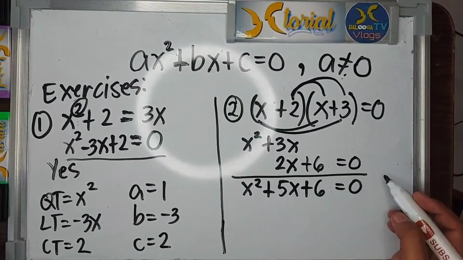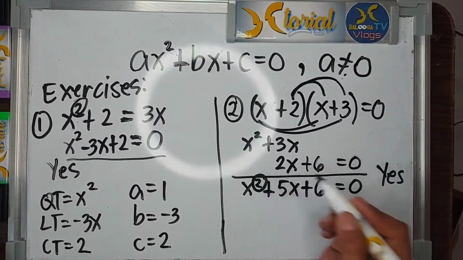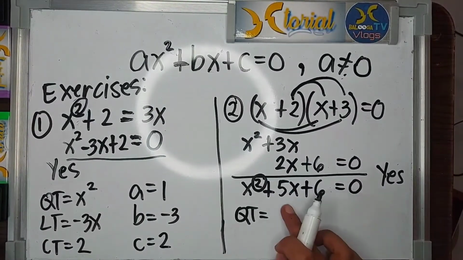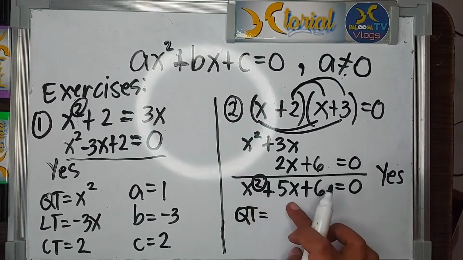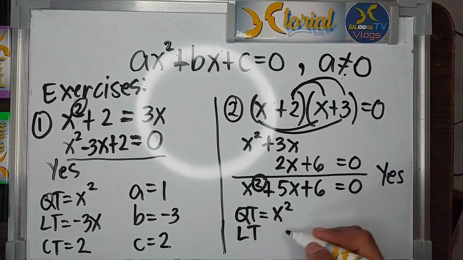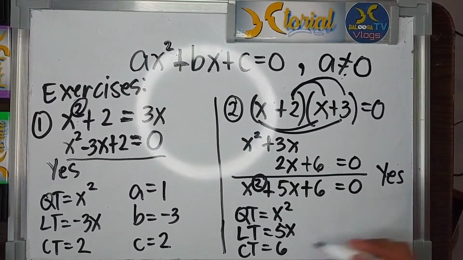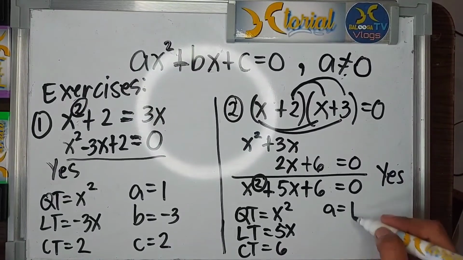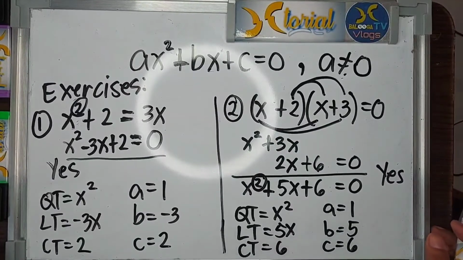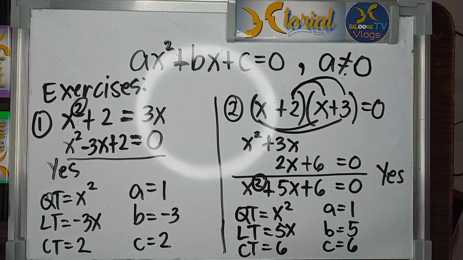Okay, so is it a quadratic equation or not? It is a quadratic equation kasi nga the highest exponent is 2. So ano yung quadratic term natin? Tanong, naka-standard form na ba siya? Yes, quadratic term, linear term, and constant term. So our quadratic term is x squared. Our linear term is 5x. Constant term is 6. Our a is equal to 1, b is equal to 5, and c is equal to 6. So that's it. Yan po ang illustration ng quadratic equation.